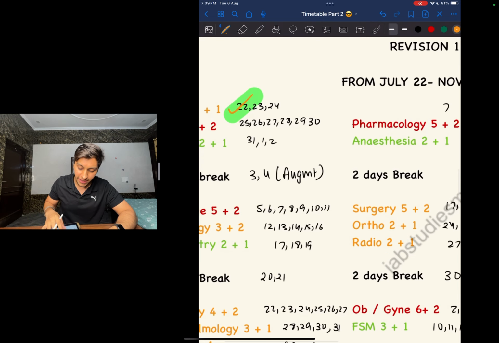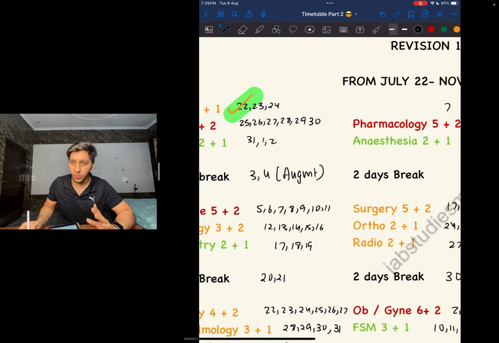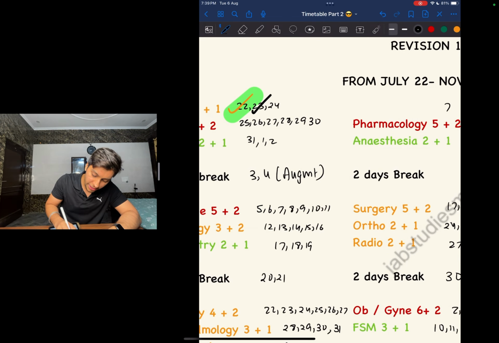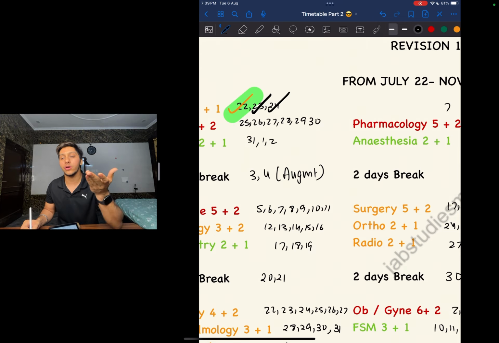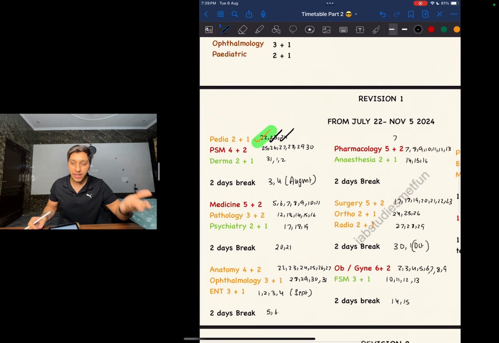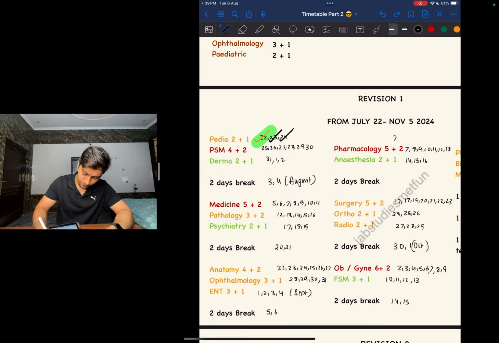So what I said, guys, any pen, any color, whatever is there, you can just mark a tick. And then you can go by your task, which will be there. Like for example, you're done with PEDS. The next day you're going to do PSM, then Dharma. Example like that. All right.